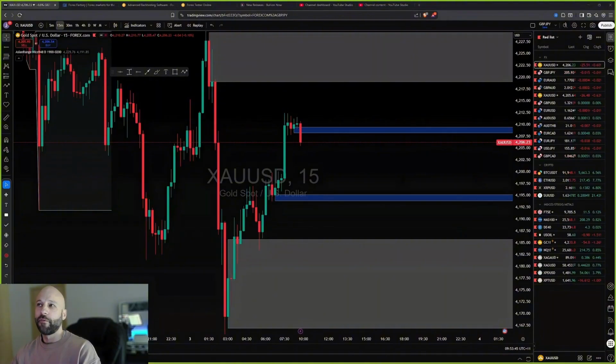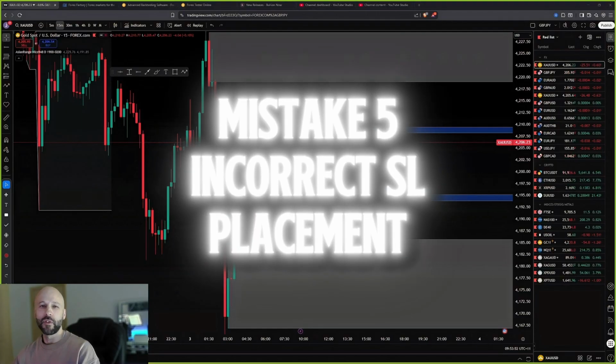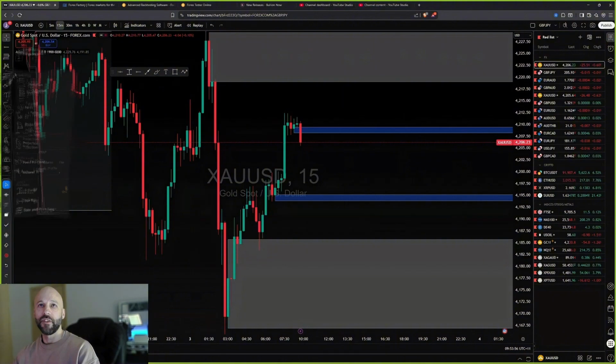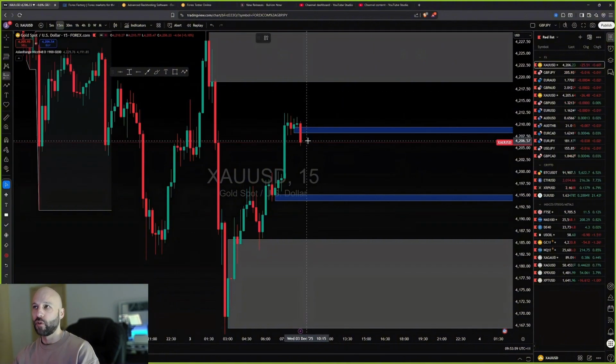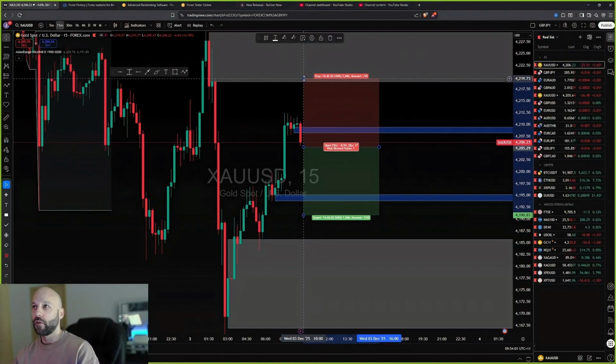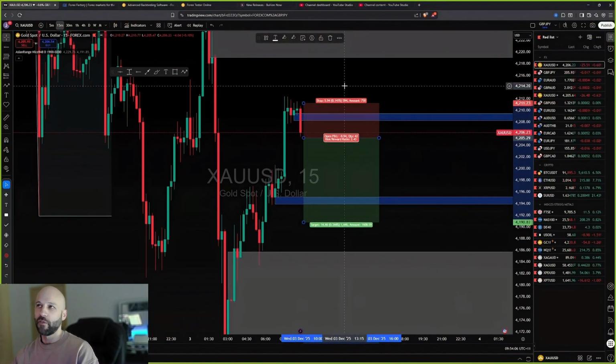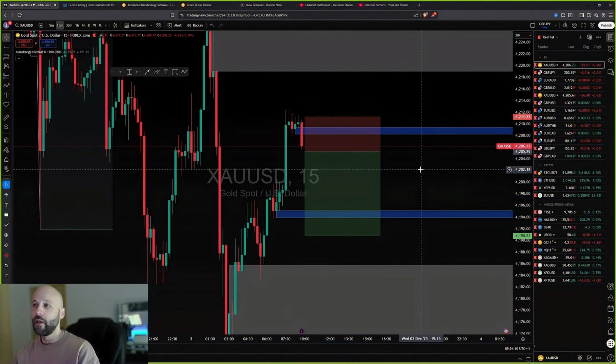On to mistake number 5, and I must admit as well, I do sometimes fall for this. Full transparency, being honest, and that is having your stop loss placed a little bit too tightly. So we're going to use this as the example here. We're going to look at a potential short position on the gold. So generally speaking, as you guys know, my technical level will be above the catalyst candle's high if I'm looking for a sell, the catalyst candle's low if I'm looking for a buy.